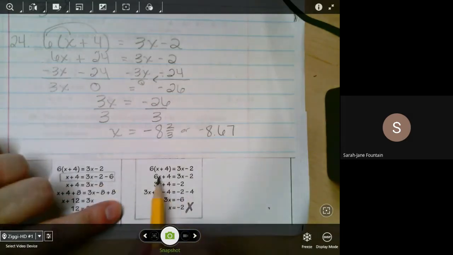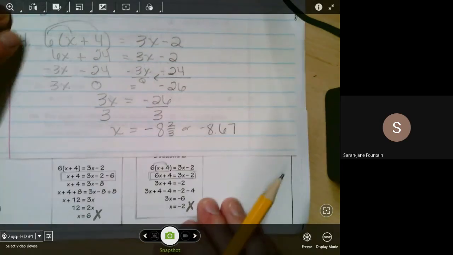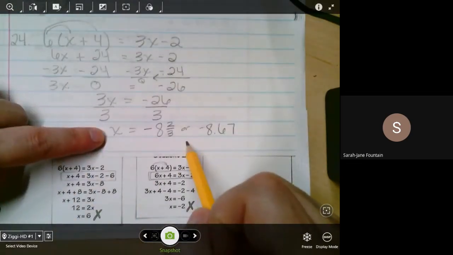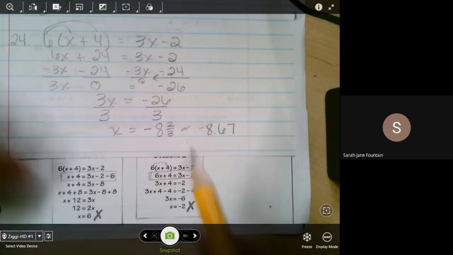Now, what about this one? Well, they did 6x. They used the distributive property, but they didn't distribute all the way out. So that student messed up on that second step right there. So we know that that's not right. Okay. What else did it ask us to do? Find the errors and give a correct solution. Well, the correct solution is negative 8.67 or negative 8 2/3. This person came up with negative 2 and that person came up with 6. So we know that they were way wrong. I'm going to leave you guys to do 25 on your own.